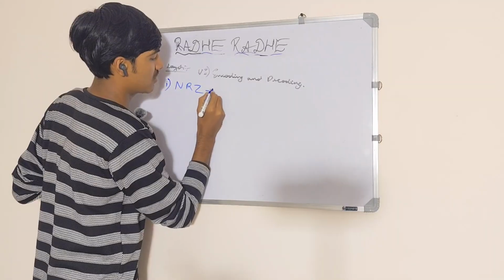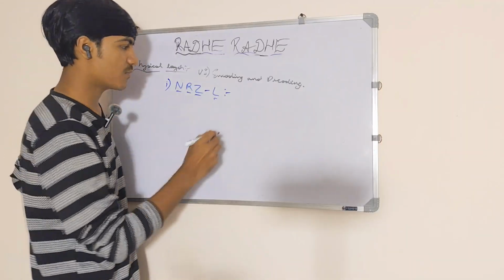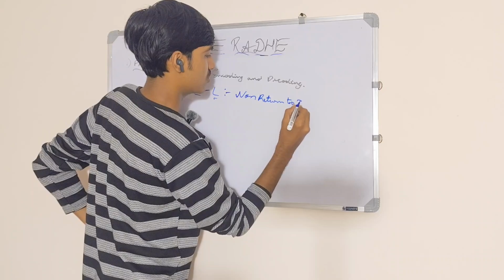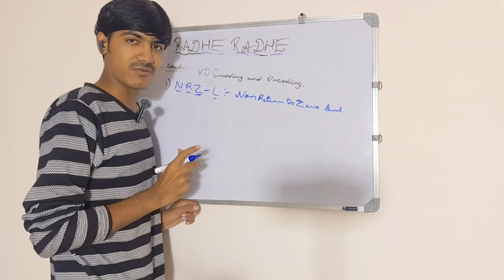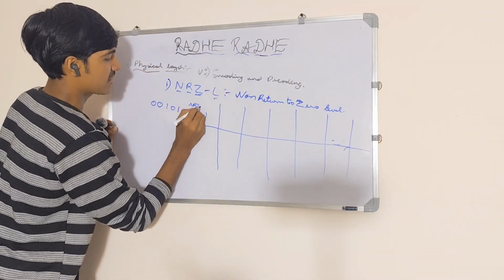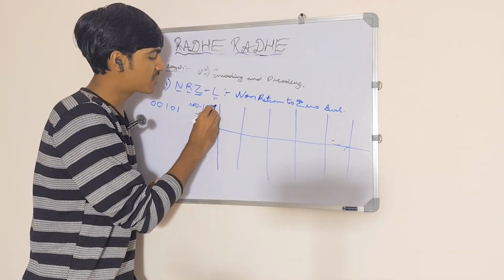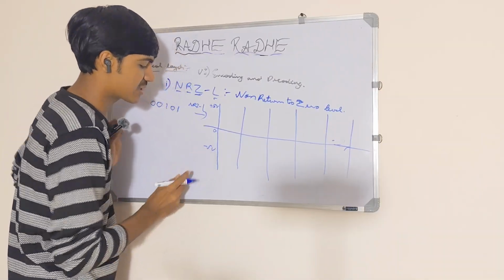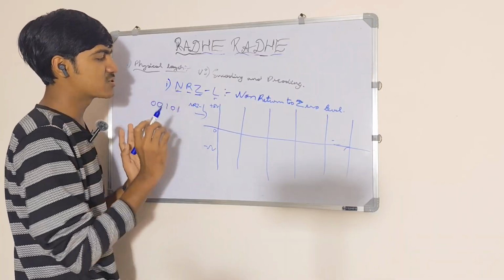NRZ-L, non-return to zero level. In NRZ-L, we have zero voltage here, we have positive voltage here, let's suppose 5 volts, and we have negative voltage here, let's suppose minus 5 volts. The idea here is non-return to zero.